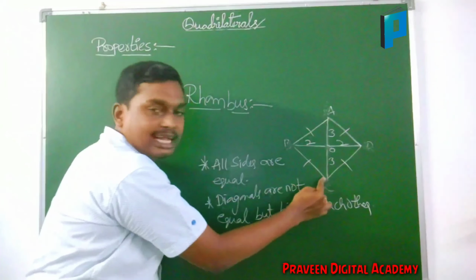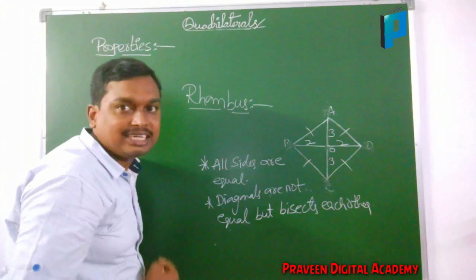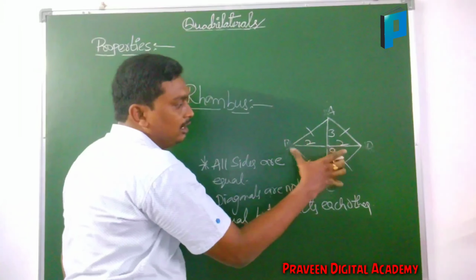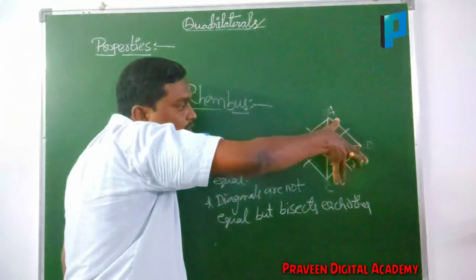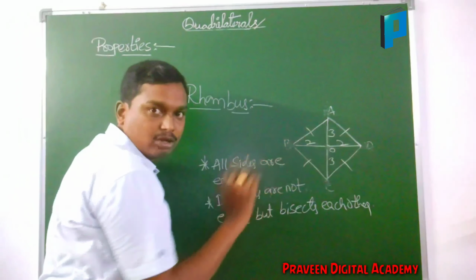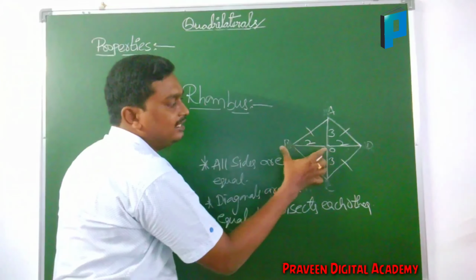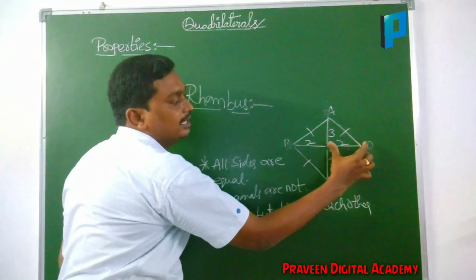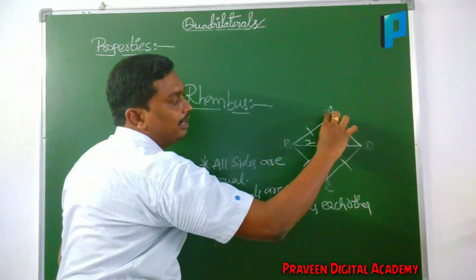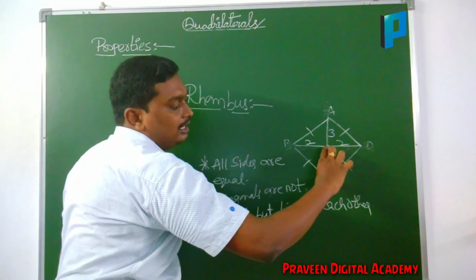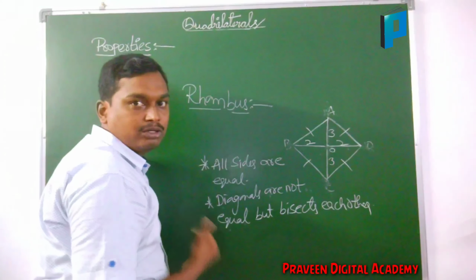Here diagonals are not equal but bisect each other. Look here, this total is 4, this total is 6. Means diagonals are not equal but bisecting each other. See here, how much is there? Here also the same we are having. Here AO how much is there? OC also you will have the same.